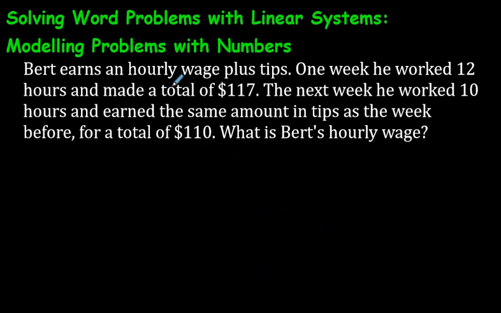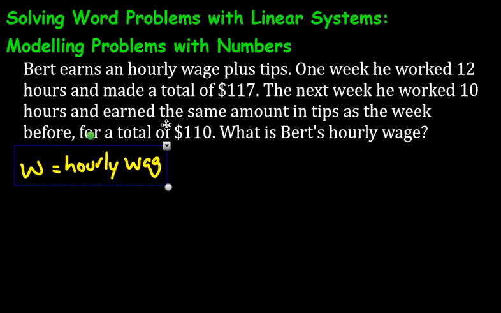question to go. Here it says Bert earns an hourly wage plus tips. One week, he worked 12 hours and he made $117. Okay, so Bert earns an hourly wage. So over here you could write hourly wage. Let's let W equal hourly wage. W is equal to hourly wage. T will equal the tips, or be the tips. I shouldn't really put an equal sign there, but I'm just doing that to be quick.